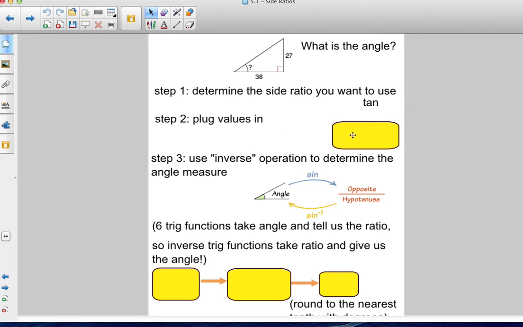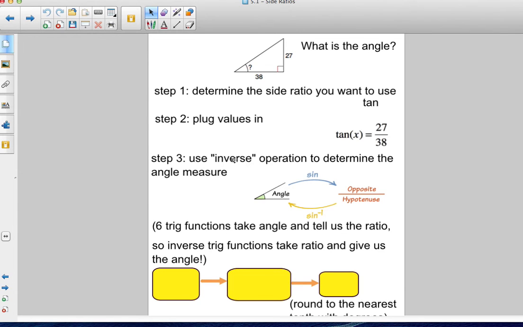Step 2, plug the values in. So you're going to have tan of the angle. I use x here. Normally we abbreviate an angle with a theta. I don't know if it's in the next slides coming up, but I'm going to say x degrees. Normally we'll probably see theta, but we'll say tan of x equals 27 over 38.